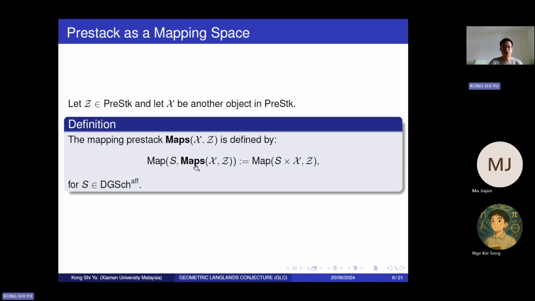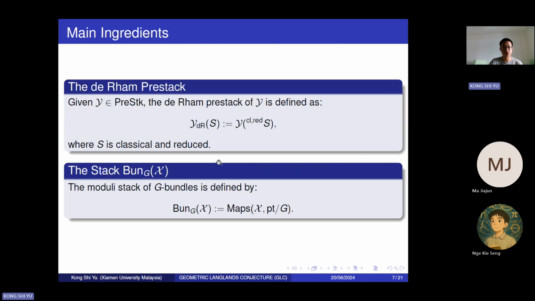Now we will see how they use this definition to produce one of the main ingredients in our GLC, which is our moduli stack of G-bundles. They define it as follows: the maps from X to the point over G. This construction involves quite a lot of technicalities, and they prove it in one paper, I think about the compact generation of the moduli. So one might look for this detail in that paper.